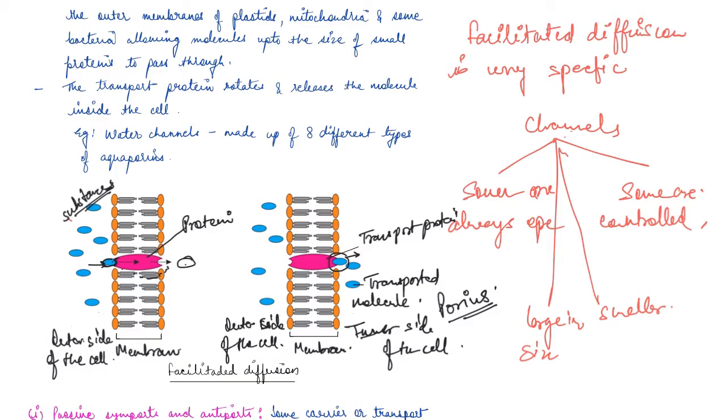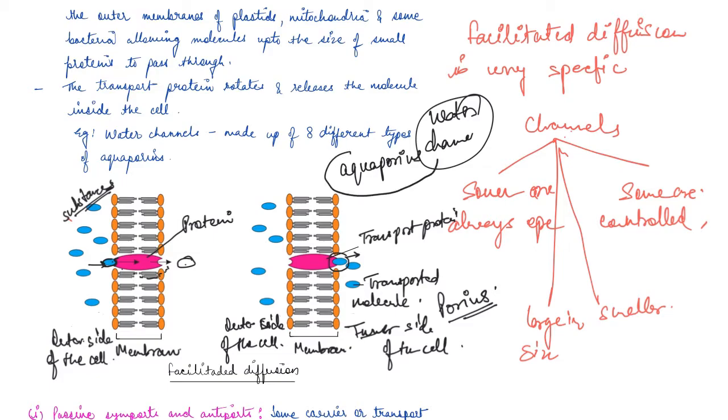Now, an example is water channels. If we talk about water channels in the cell, they are made up of 8 different types of aquaporins. Water channels in plants are made up of 8 different types of aquaporins, right? Now, what you'll see is different types of facilitated diffusion, guys, right?